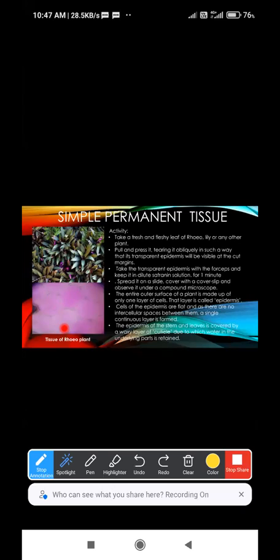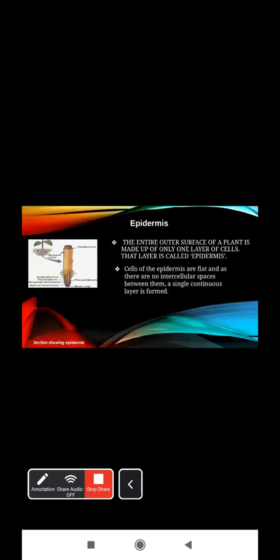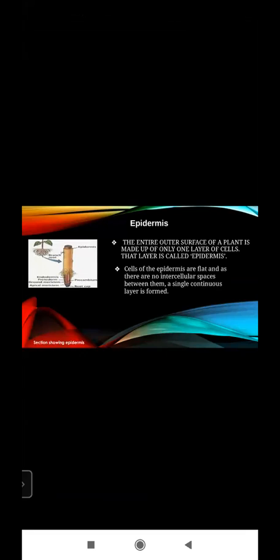Epidermis is a type of simple permanent tissue. Above the layer of epidermis, there is a waxy layer which is known as cuticle. We'll see about the cuticle in the next slide. Now first, epidermis. It is the outermost surface of the plant and made up of one layer of cells. They are usually flat and without any intercellular spaces. It forms a continuous layer.